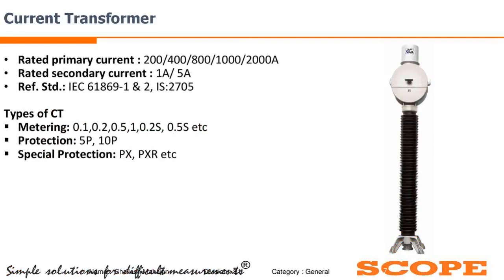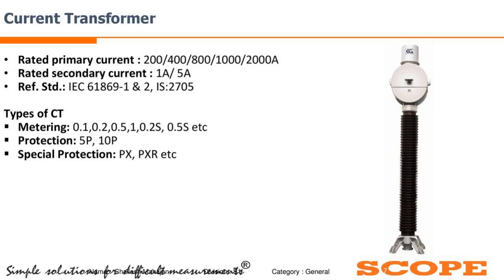After that, current transformer. The current transformer is an instrument transformer that is used for metering and protection of the current, we can say. So as everyone is aware about the rated primary current of different CTs that are used in the substation, the normal ratings are 200 ampere, 400 ampere, then 800 ampere, 1000 ampere, 2000 ampere, and 2500 ampere, something like that. And secondary current is fixed at 1 ampere and 5 ampere.